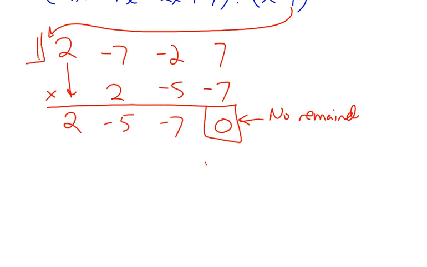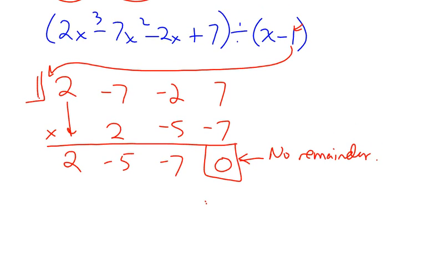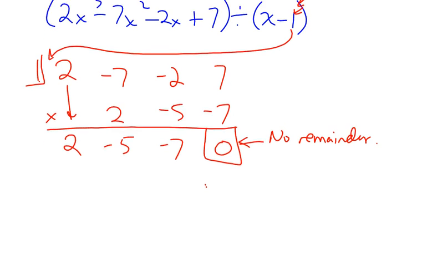Well, what does it mean when two numbers divide so that there's no remainder? Like, what does it mean when 6 divided by 2 is 3 with no remainder? Well, that must mean that 2 is a factor of 6. Similarly, what this means is that x minus 1, the one I divided by, must be a factor of the 2x cubed minus 7x squared minus 2x plus 7, right?